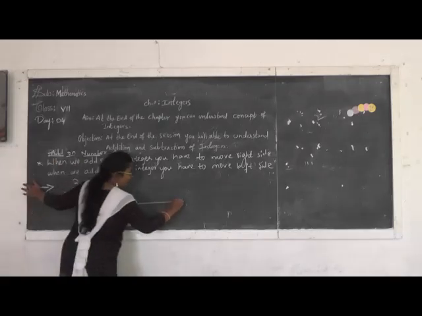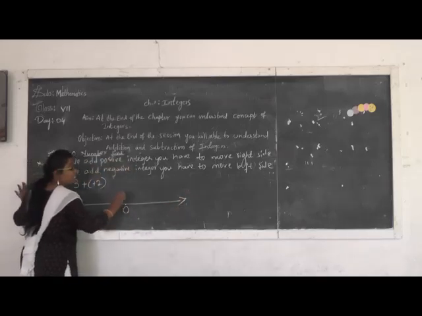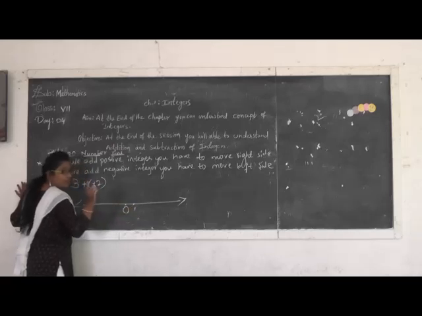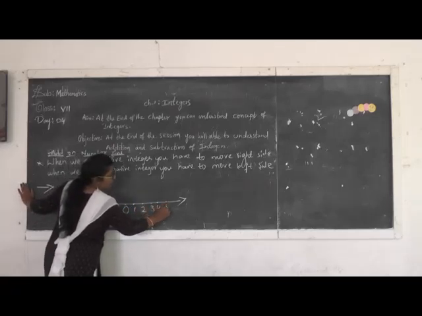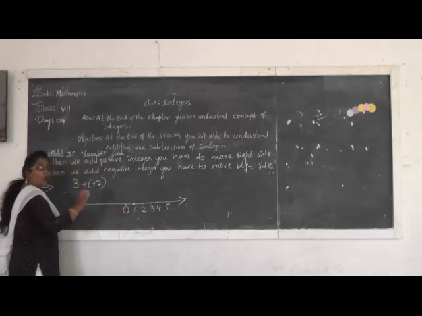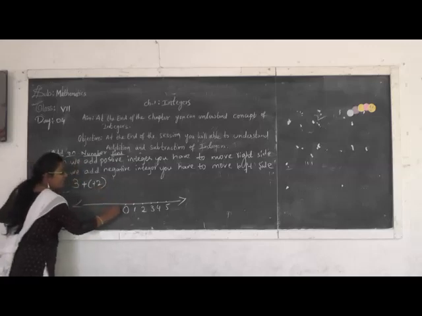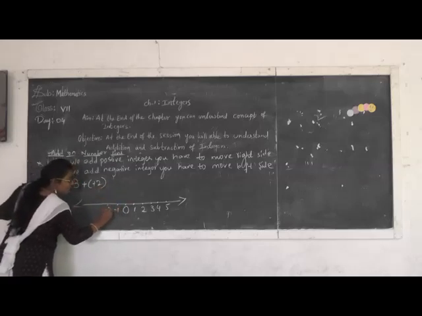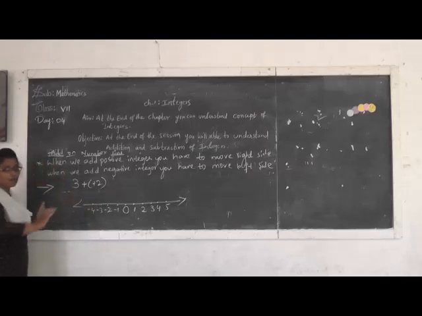Draw a number line. Roughly at the center of the number line, plot 0. On the right side of 0, I think you remember, 1, 2, 3, 4, 5. That means on the right side of 0, we plot the positive integers, and on the left side of 0, we plot the negative integers, with arrows stopping both sides.